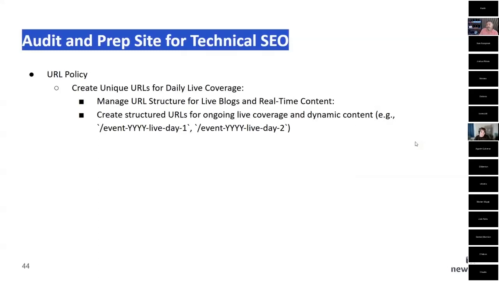Create a URL policy. How are you going to handle live events? Okay. I like, for example, to do event dash day 1 or date, whatever, right? And every day has its own URL. Do not use the same live blog for multiple days. It doesn't work. You have to give every day its own live blog.